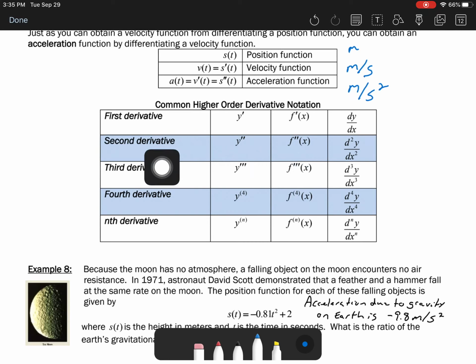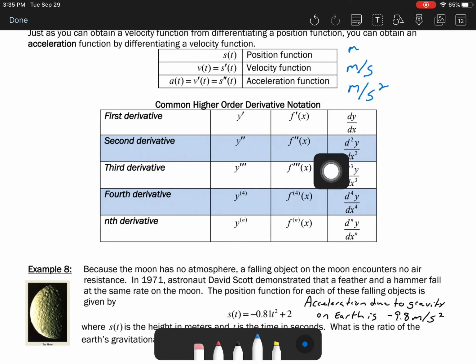so just some notations. First derivative: y prime, f prime of x, dy over dx. Second derivative, you might see the two apostrophes or prime marks there. So y double prime, f double prime of x. And when it's in this notation, they'll put the little exponent there. So it's the second derivative of y with respect to x. Okay? So we're finding that second derivative of the function y with respect to x. And then third and fourth and so on.